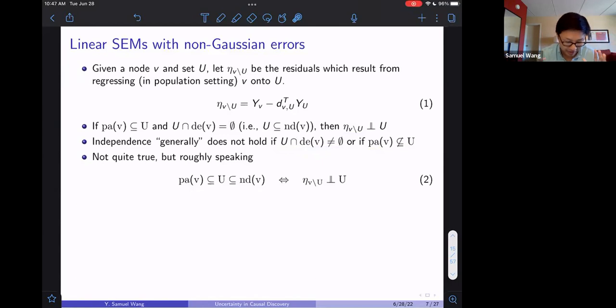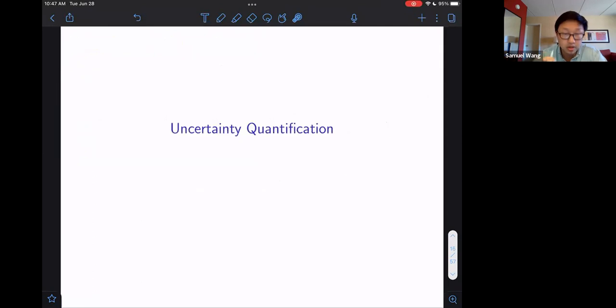Okay, so this statement I'm about to make is not quite true, but at least to build intuition, I think it's helpful to think about this. One can think of the independence of the regressors and the residuals as equivalent to some sort of ancestral statement. In particular, the statement that U contains the parents, but does not contain any descendants of V. This is not quite true, and there's a lot of subtlety here, but at least for the purposes of this talk, I think it will be helpful to think about it in that way. All right, so I'll pause here for any questions.